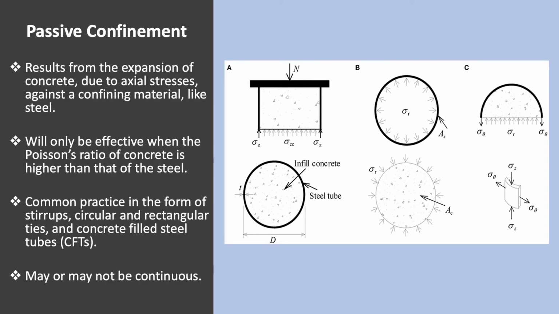Passive confinement, which will be the focus of this presentation, results from the expansion of concrete due to axial stresses against a confining material like steel. Passive confinement will only be effective when the Poisson's ratio of the concrete is higher than that of the steel. And it is common practice in the field in the form of stirrups, circular, rectangular ties, and concrete-filled steel tubes. Lastly, passive confinement may or may not be continuous along the length of the member.